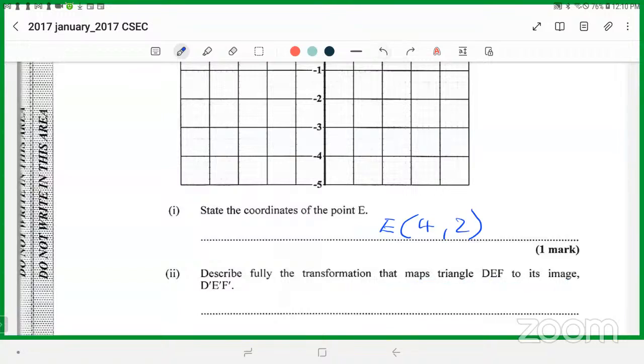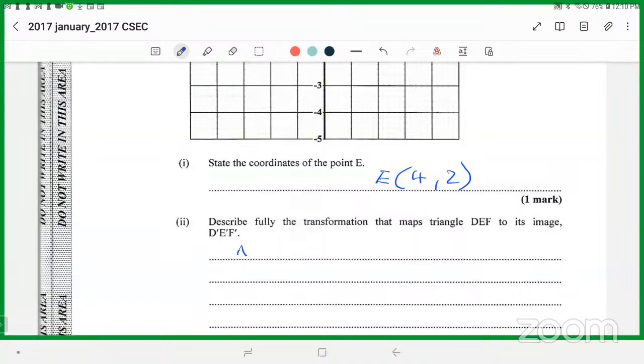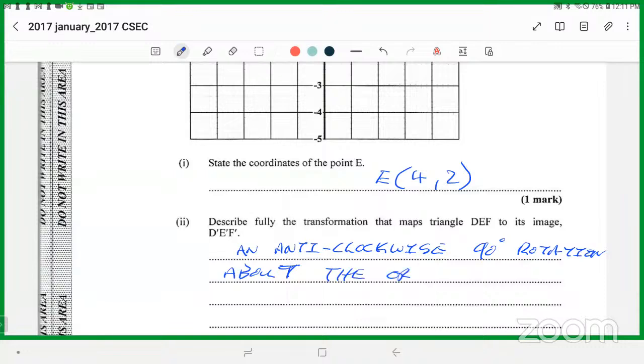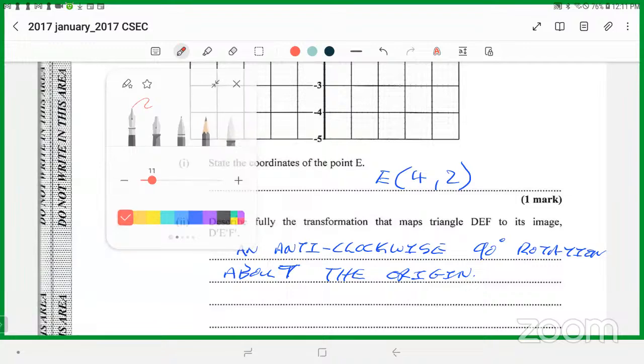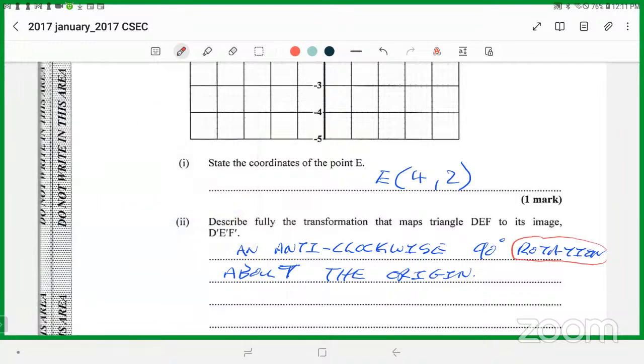Because it's a rotation, you must give 3 components: angle, direction, and center. So the rotation is an anti-clockwise, that's what we decided. Angle is 90 degrees, it is a rotation about the origin. Center of rotation is the origin (0, 0). So what have we given? I've given the name of the transformation and the 3 components: angle, direction, and center.